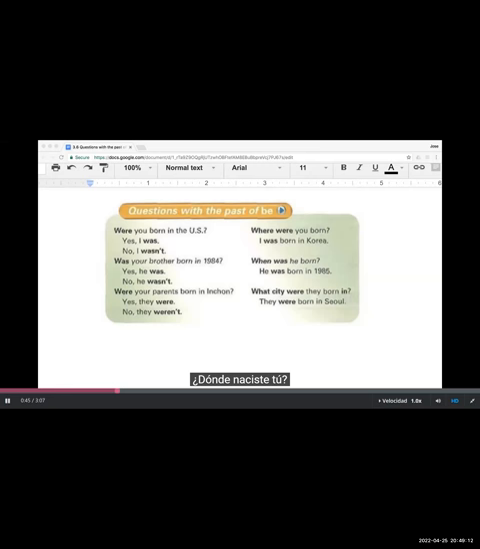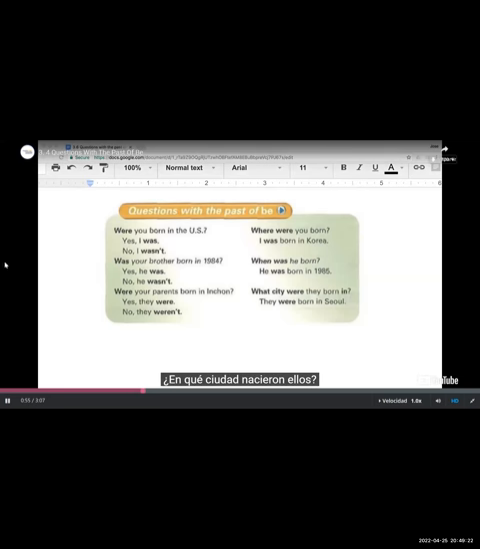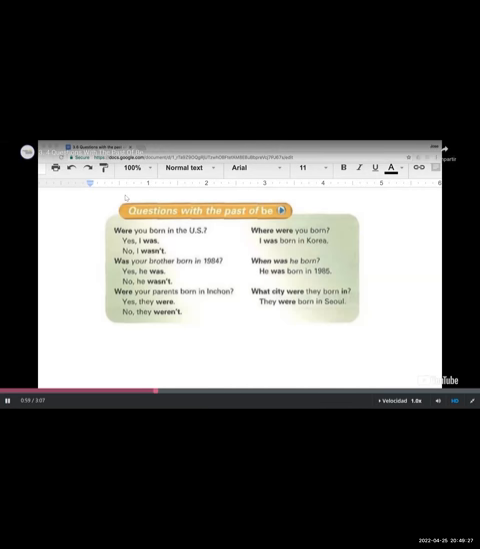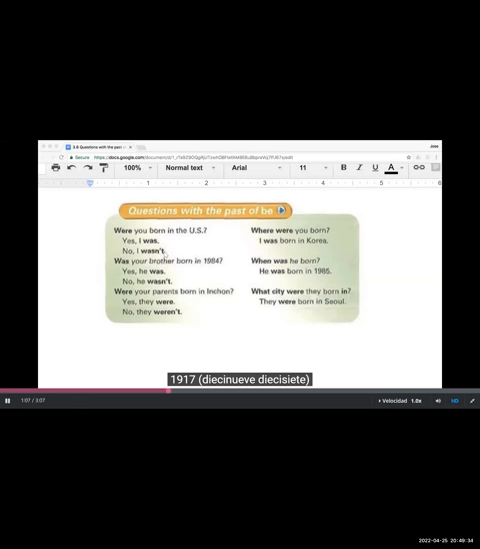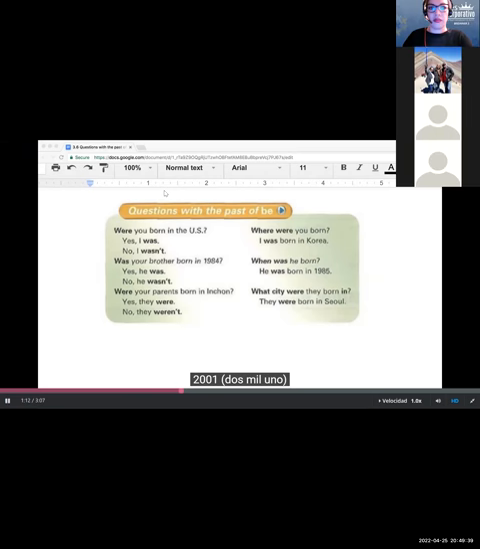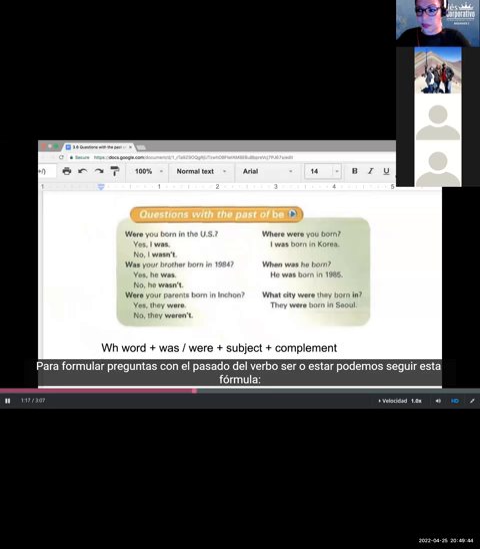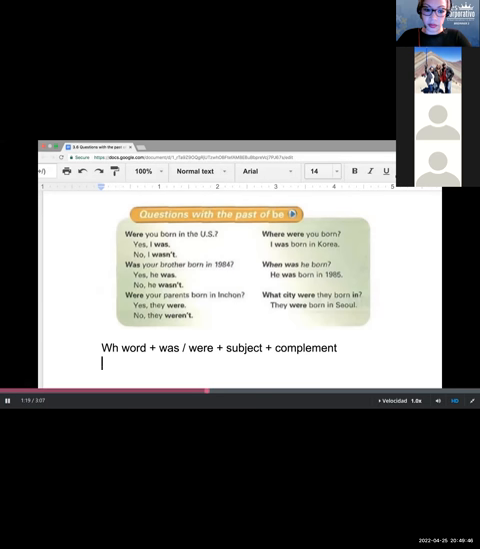Where were you born? I was born in Korea. When was he born? He was born in 1985. What city were they born in? They were born in Seoul. Years. 1906, 1917, 1999, 2001. To form questions with the past of be, we can follow this formula.